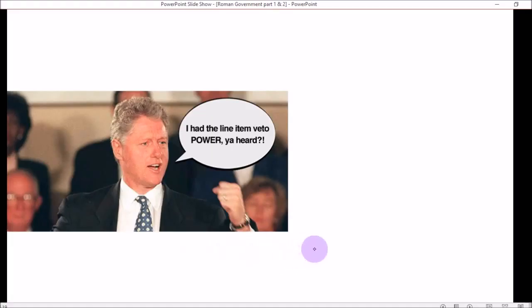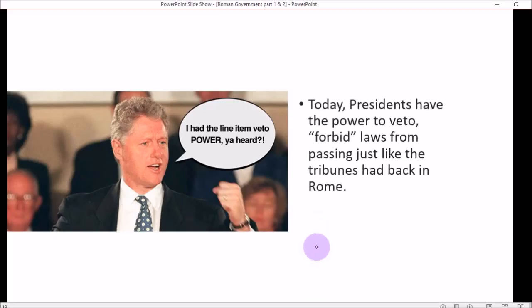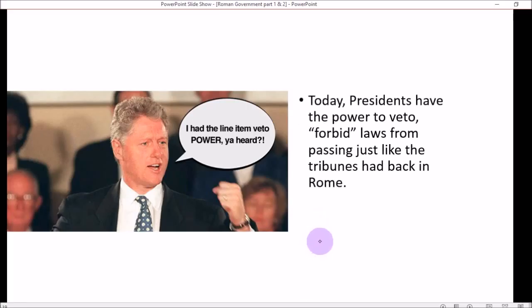And here's Bill Clinton. You guys probably don't remember him. He was before George Bush. So today, presidents have the power to veto, forbid laws from passing, just like the tribunes had back in Rome.